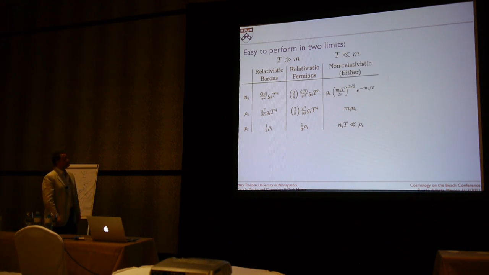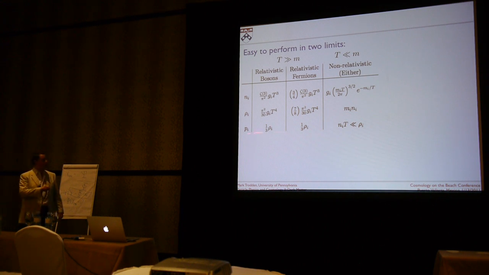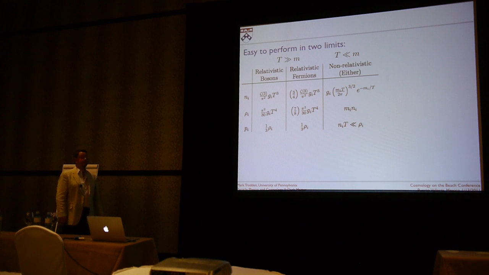And in the other limit, you can do it non-relativistically, and you get a Boltzmann suppression here. These things are cold, they're non-relativistic, so their energy density is just given by their mass times the number density. And the pressure is given by this, which is much, much less than the energy density. And of course, these things are essentially dust. In other words, the pressure is essentially zero, at least at the level of where you're considering the equation of state of these systems.